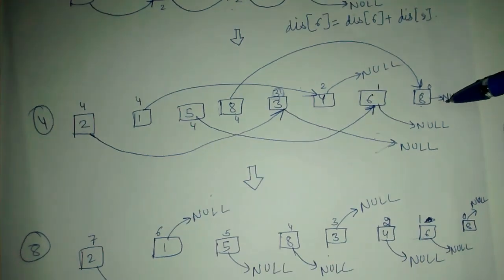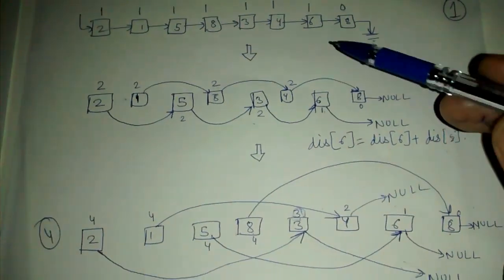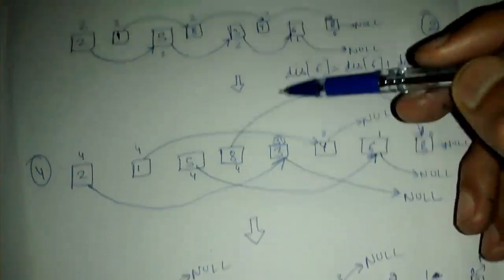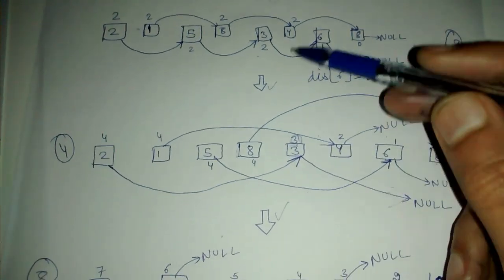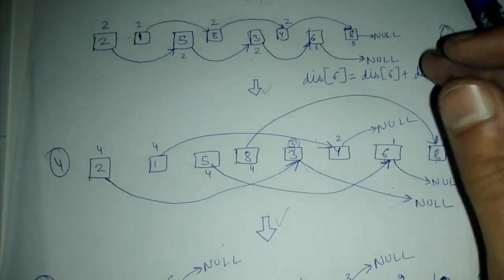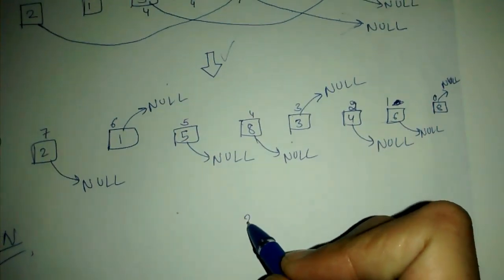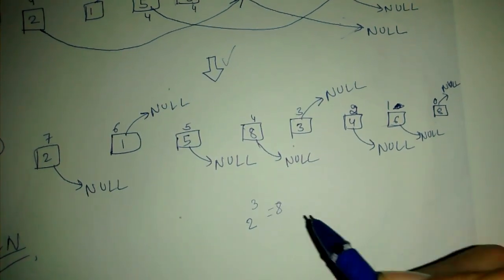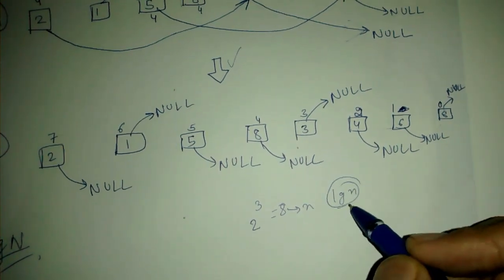So 1, 2, 3 iterations of the algorithm we did. So 3 iterations for 8 elements. 2 to the power 3 is equal to 8 elements. So for n elements, log n iterations are required.